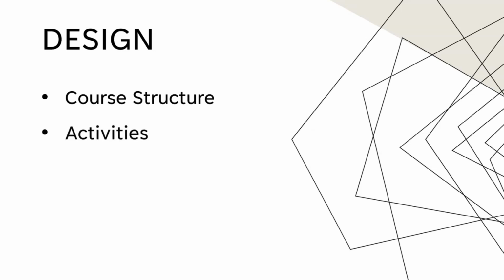Next is design. Now that you know what the learners need, it's time to plan how they're going to achieve their learning goals. In this phase, you outline the course structure, write objectives, and decide on the types of activities or assessments you'll use. Think of it like lesson planning, but more detailed. You'll be designing interactive experiences like quizzes, discussions, and simulations.